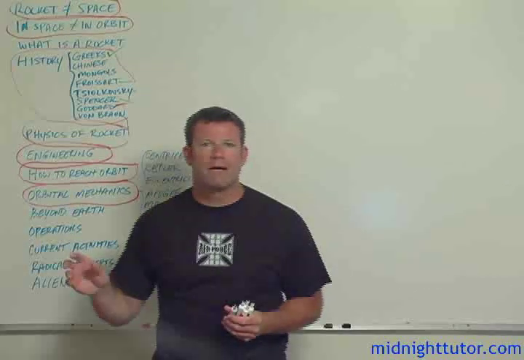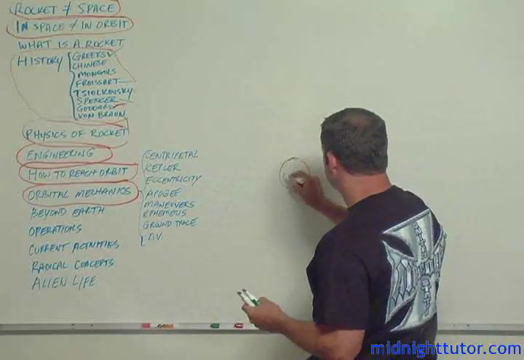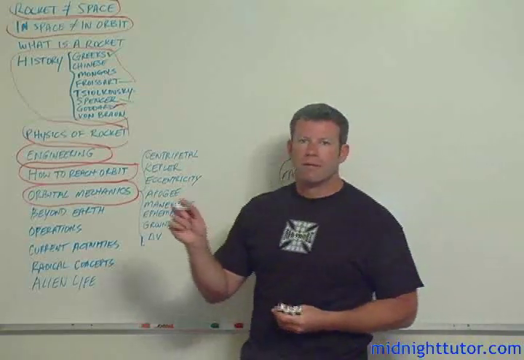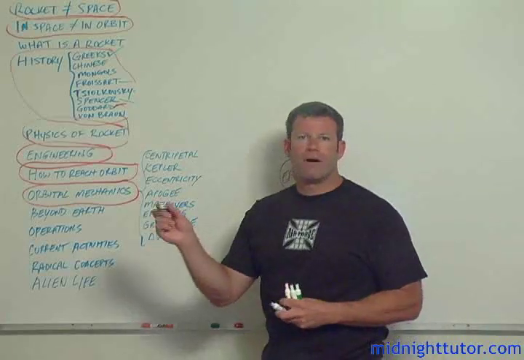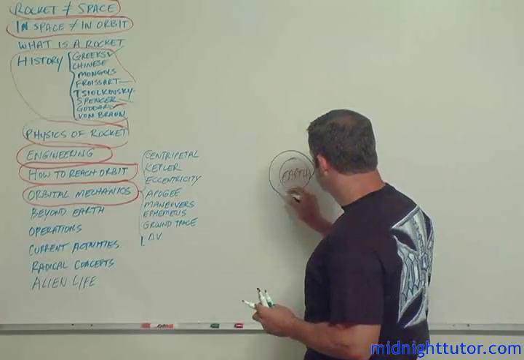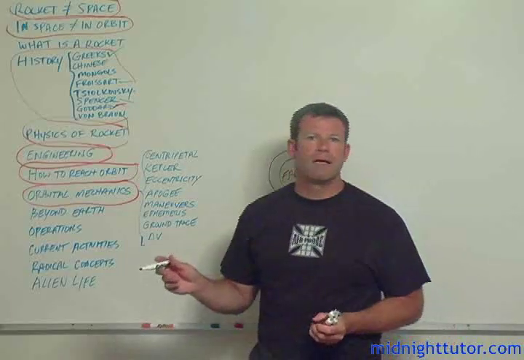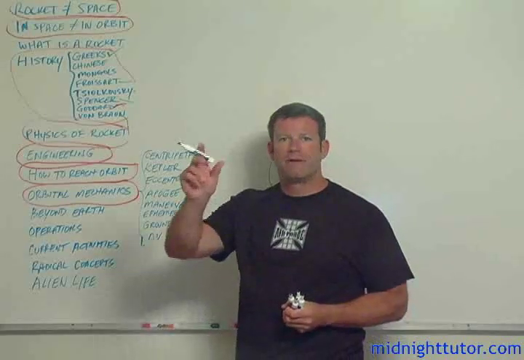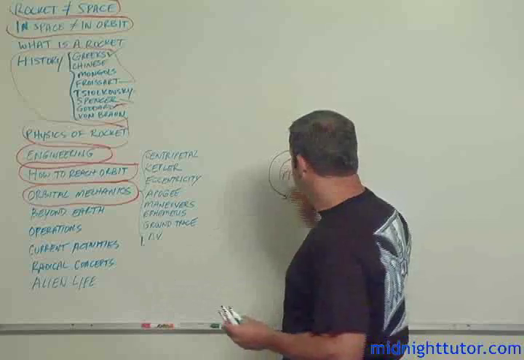The first thing let's talk about is, remember when you went into orbit. Here's the Earth. The way we got into orbit was flying at a speed such that we were falling at the same rate as the curvature of the Earth. And then you just go around forever. That speed is roughly 17,500 miles per hour. Once you're out of the atmosphere, the only thing that matters is the speed.